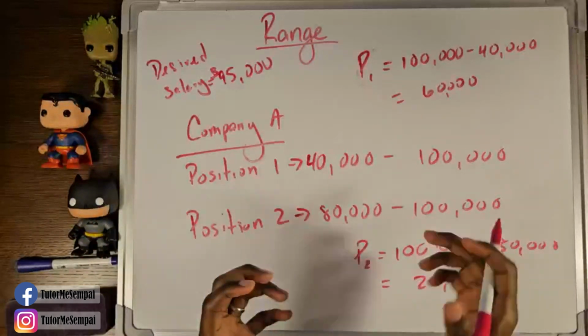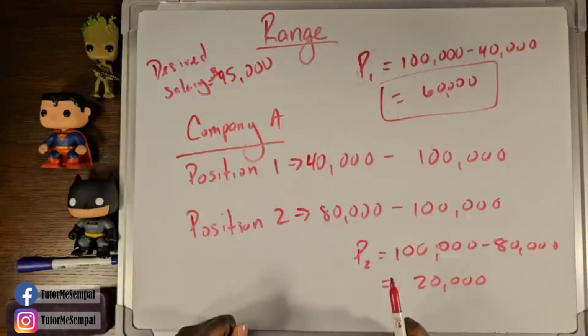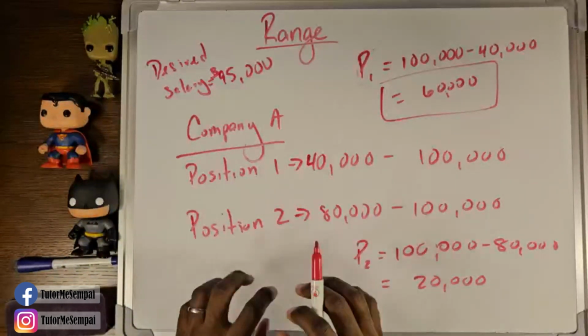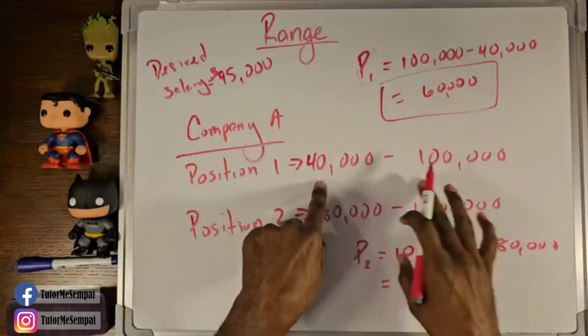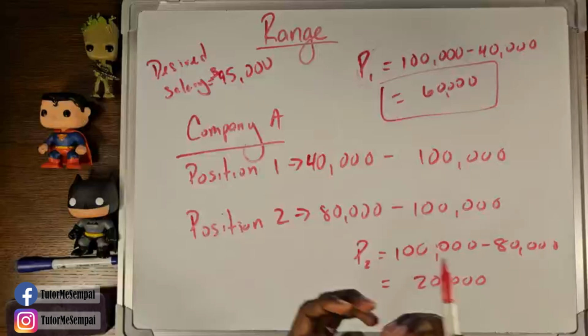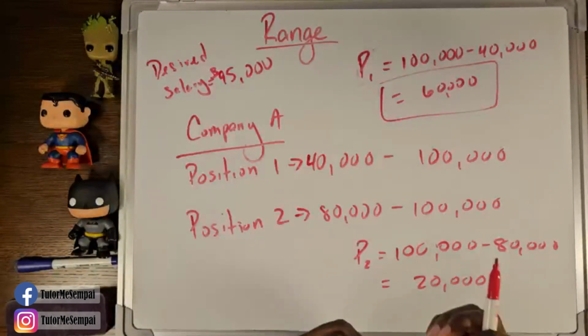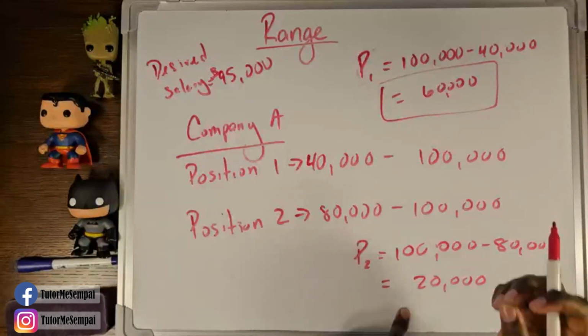The bigger your range, the more spread out your data is. That means, in this case, the more salaries that are going to be found between 40 and 100,000. So if your desired salary is 95,000, you're probably going to pick position 2. It has a smaller range, which means you're more likely to get your desired salary or something close to it.